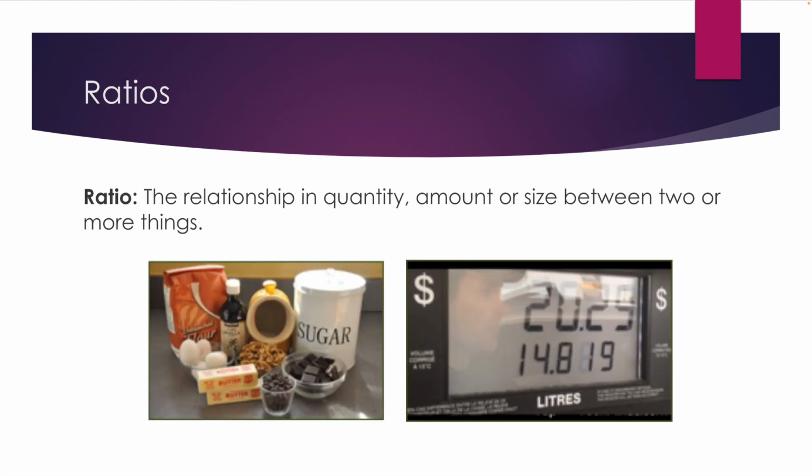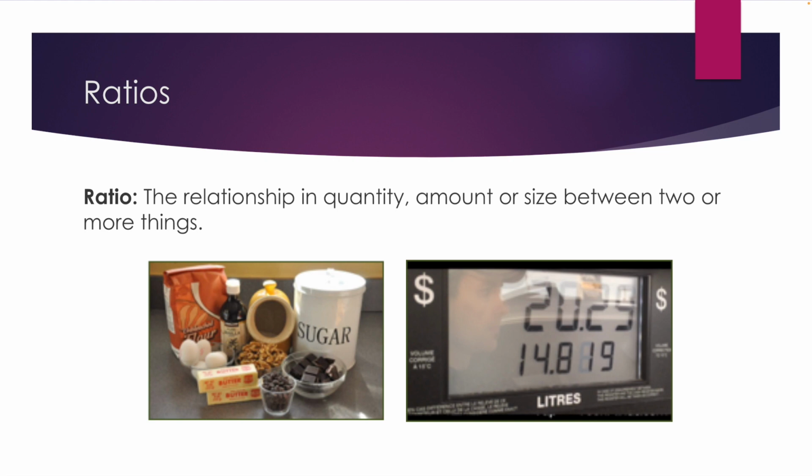So ratios display the relationship between two or more things. For example, in baking, we create recipes based on ratios. Things like you need this much flour to this much sugar, this many eggs to this much flour, and so on, this much wet ingredients to this much dry ingredients.